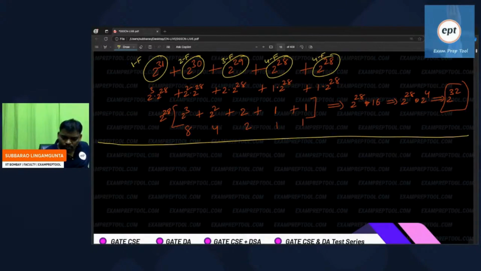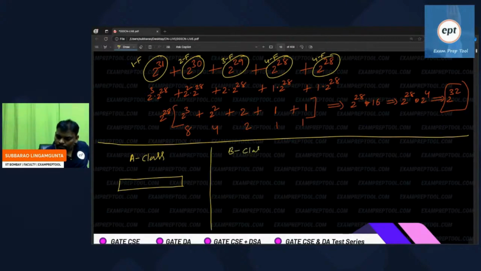See this one, A class, or class A, whatever you want to call it. A class contains 32 bits, okay. B class also contains 32 bits, that is also okay. Everyone listen. C class also contains 32 bits, that is also fine. See one more.